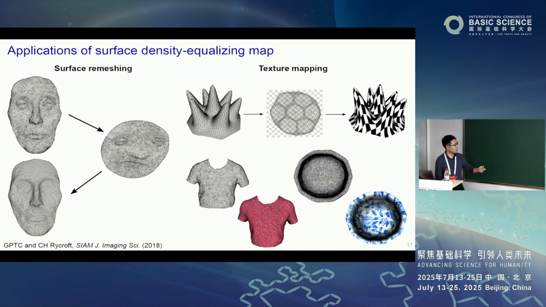And then another application is texture mapping, which is also one application that we just mentioned at the very beginning. So for texture mapping, we can first start with a 3D surface, and then we can map it to a planar domain, and then we can design different textures on that, and then we can use the inverse mapping to map the texture back to the surface. So here's one example. Here are some more examples showing that we can use this kind of approach to achieve different clothes design or different kinds of design of plates and so on of different structures. So these are some possible applications of the surface density equalizing map.